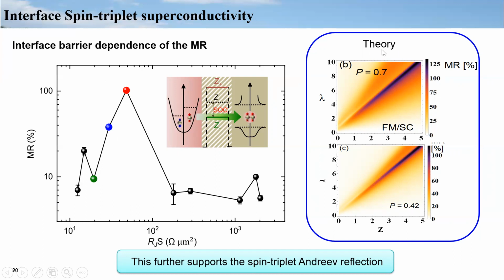This is the theoretical calculation of this MR effect as a function of Rashba spin-orbit coupling and the barrier strength. As you can see, for two different spin polarizations, 0.7 or 0.42, for fixed Rashba spin-orbit coupling, if we increase the barrier strength from small to large, they can cross a maximum region here. So this strong agreement between theory and experiment further supports that our measurements are indeed probing the interface spin triplet Andreev reflection and the interface spin triplet superconductivity.